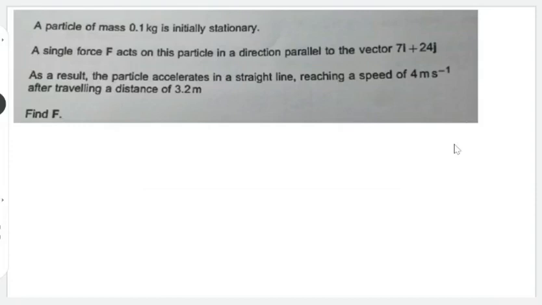Okay, so a particle of mass 0.1 kilograms is initially stationary. A single force F acts on this particle in a direction parallel to the vector 7i plus 24j. As a result, the particle accelerates in a straight line, reaching a speed of 4 meters per second after traveling a distance of 3.2 meters. Find F.